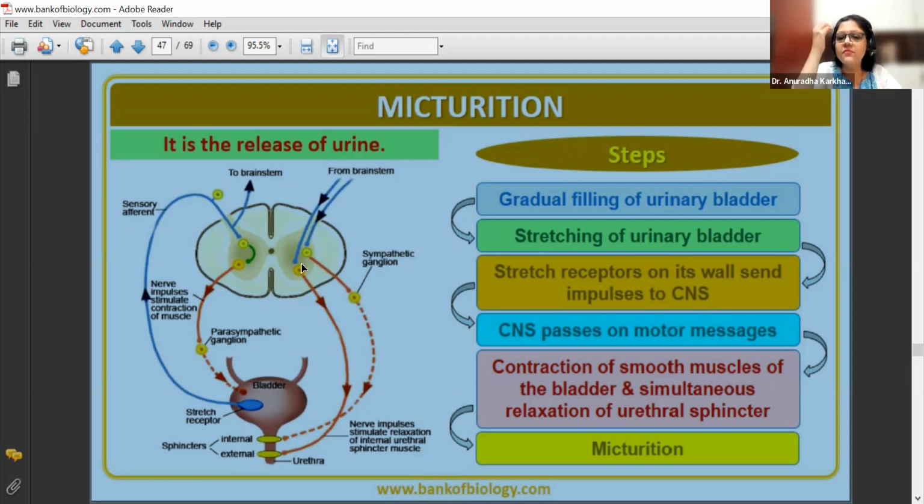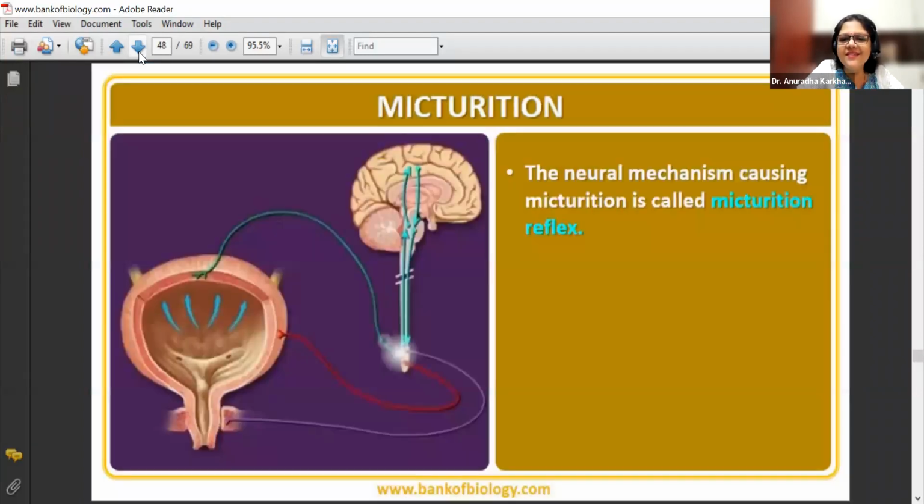Okay. Yes, yes, they are called sphincters. Yes, yes, Sanika, correct, correct. Okay. So this is how your brain comes into action, or the spinal cord comes into action.